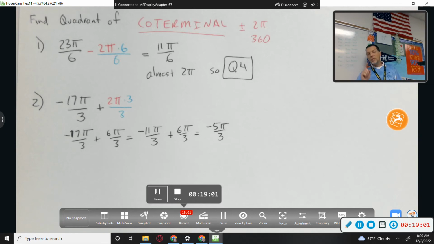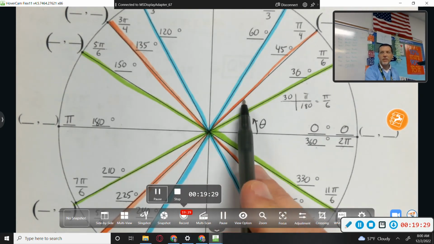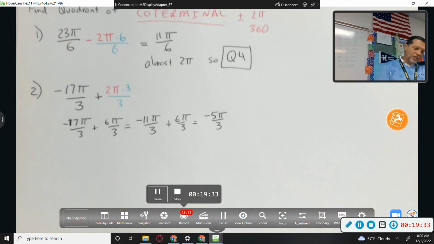Some of you are going to stop there and think, okay, I can go backwards almost 2 pi, and you'll know what quadrant you're in. Do you know where that would land you? Nope, you've got to go backwards almost all the way around. But backwards almost all the way around will put you into the first. So, yeah, most of you aren't quite there yet.